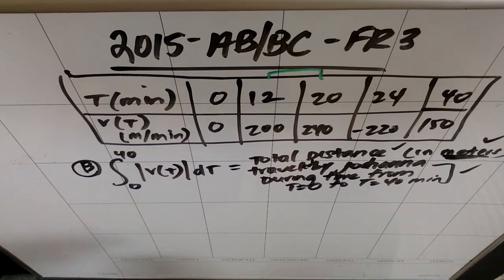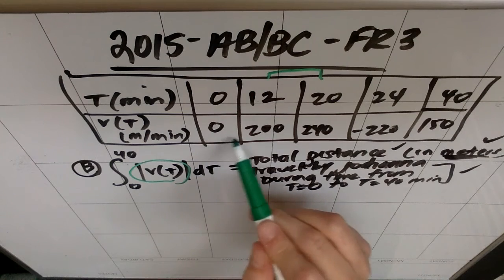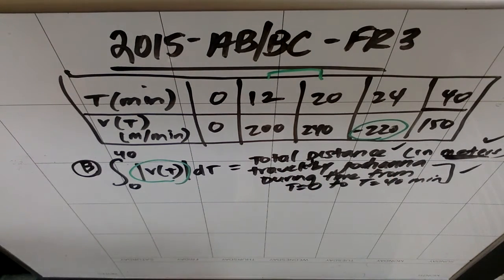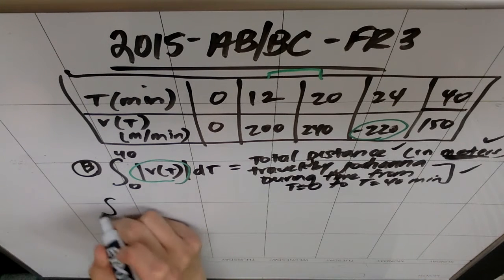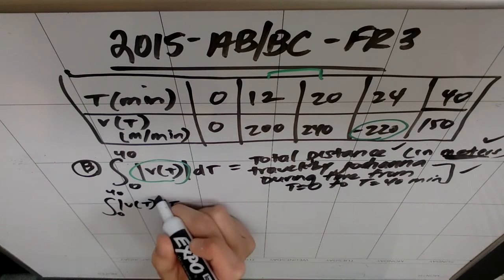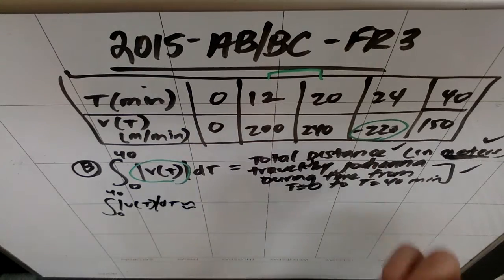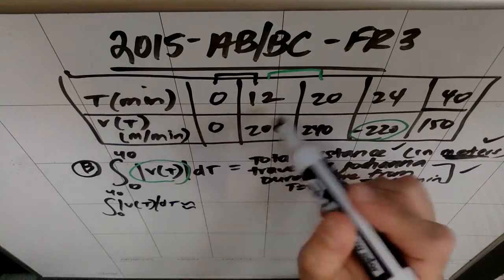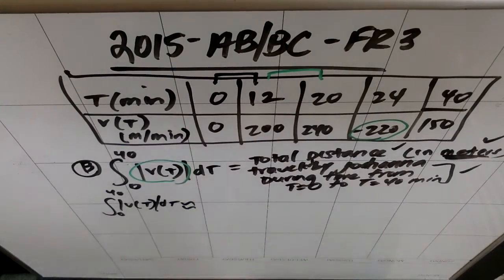All right, and then the second part of part B is actually estimate this using a right Riemann sum. So the wild card here is that since you're absolute valuing v, these numbers are all either positive or 0, except this guy. This guy's going to be a positive 220 because you're not using v, you're using the absolute value of v. So I'm going to get that this integral from 0 to 40 of the absolute value of v of t dt is approximately, now remember when I do a right Riemann sum, I use the right of the two endpoints. So on this first window from 0 to 12, the width is 12.